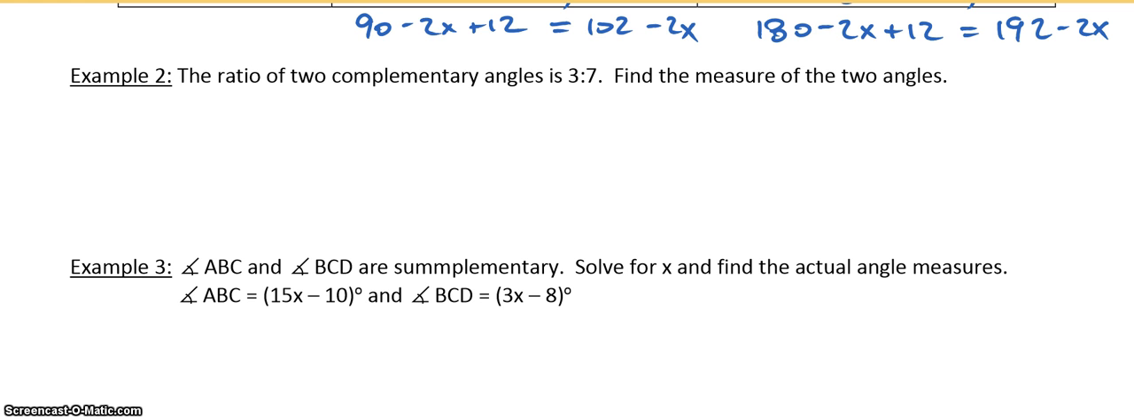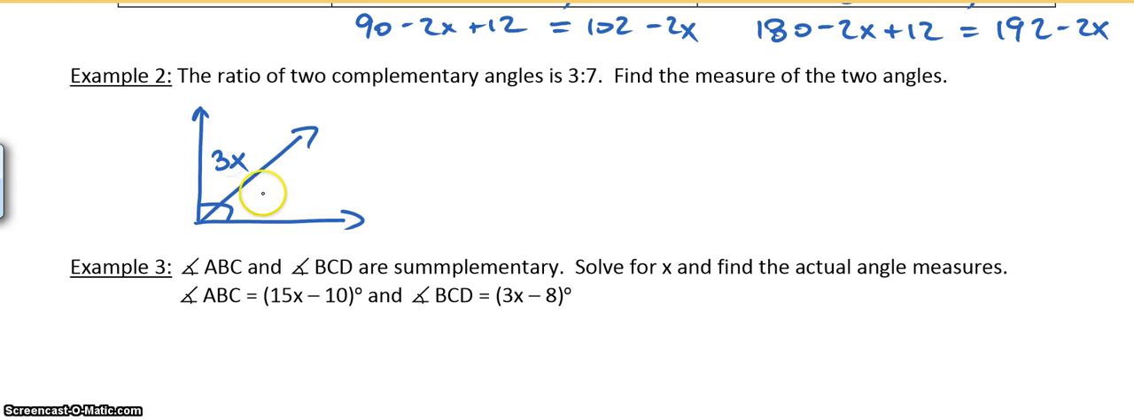Okay, the ratio of two complementary angles is 3 to 7. Find the measure of the two angles. Alright, so we have two complementary angles, so we know they add up to 90. So let's just put a ray in here and go from there. Now it's 3 to 7. So we know it's chopped up in a 3 to 7 ratio. So what I'm going to do is call this 3x and call this 7x.